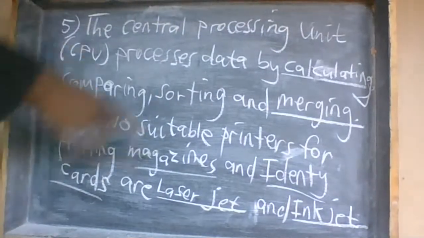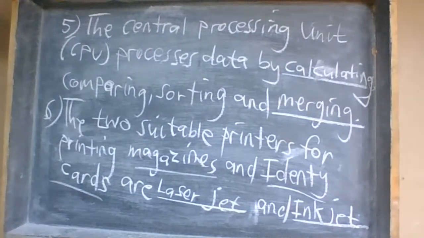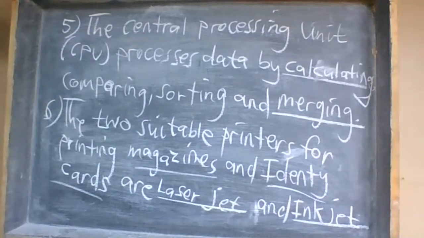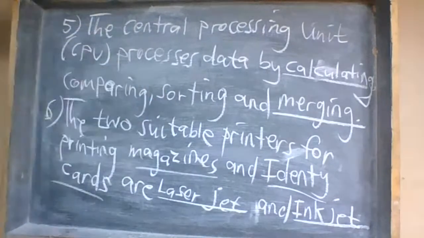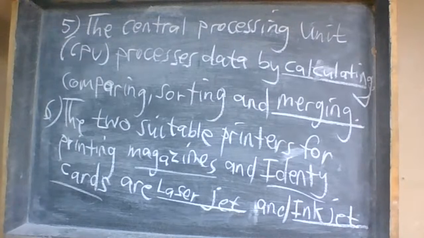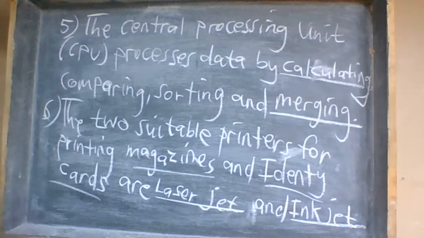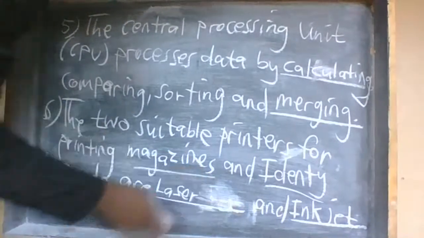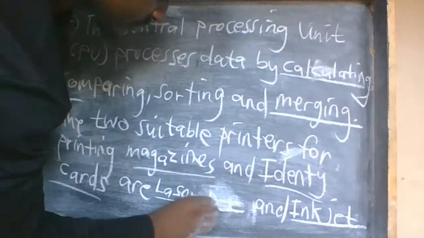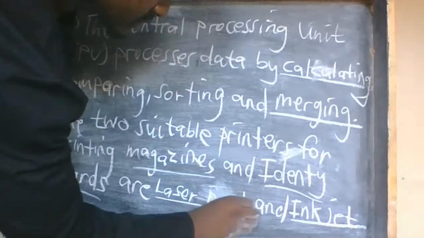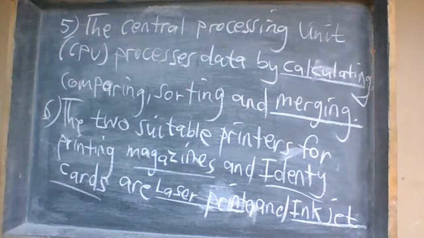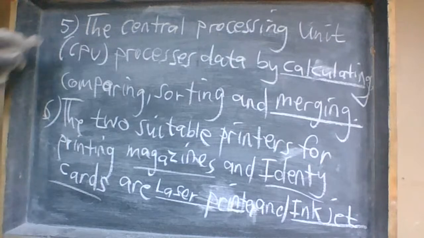An inkjet printer can be used to print the IDs. It's a type of ID printer. So the laser printer and also the inkjet printer.